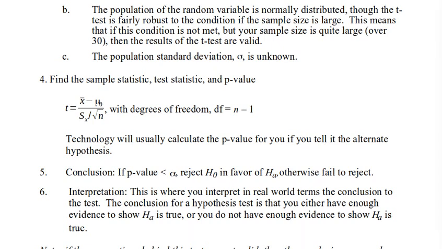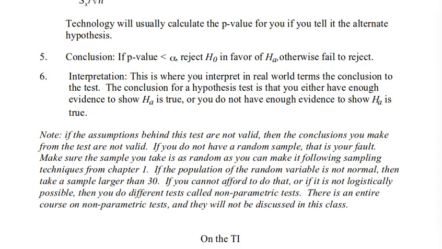Step 6 is when you state your interpretation in real-world terms of the initial problem. The conclusion for the hypothesis test is that you either have enough evidence to show that H sub A is true, or you do not have enough evidence to show that H sub A is true. So as an aside, note that if the assumptions behind this test are not valid, then obviously the conclusions you make from the test are also not valid.